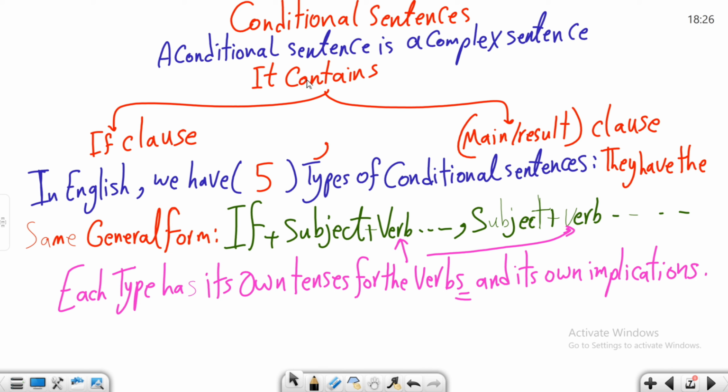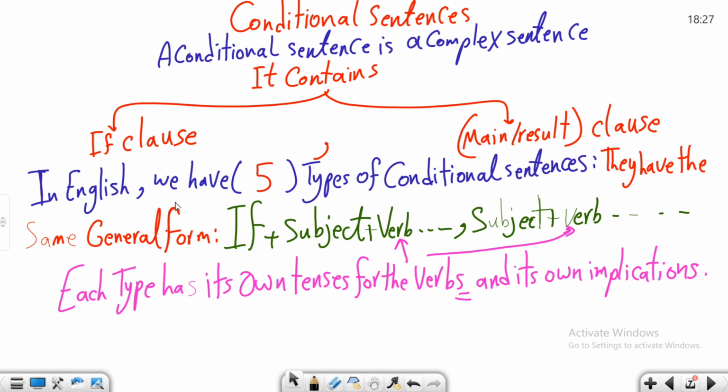We said in the first part, which is the previous class, that a conditional sentence is a complex sentence. And we said that a complex sentence is made up of two different types of clauses. The first one is called the dependent clause or the if clause, which cannot be used as a simple sentence by itself. And the other part is called the main clause, or the independent clause.